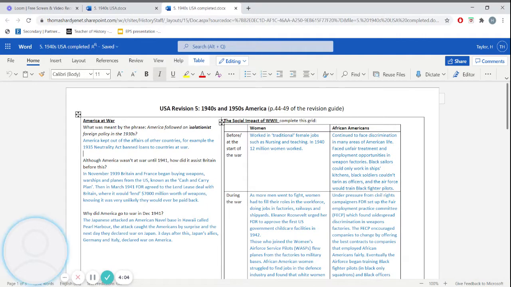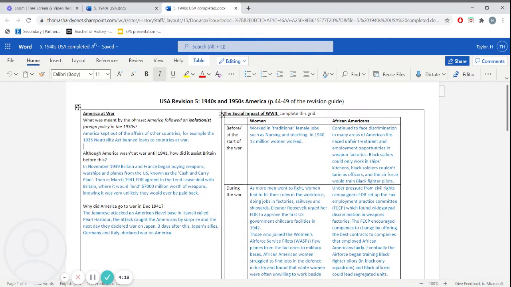So, with that in mind, what is the social impact of the Second World War? So this question asks you to focus on the social impact on women and the social impact on African Americans. We'll go through women first and look at before or at the start of the war. So women at this time were in traditional female jobs primarily, such as nursing and teaching. And in 1940, 12 million women were members of the workforce. So it wasn't very common for them to work, and when they did, they were in very traditionally female jobs.